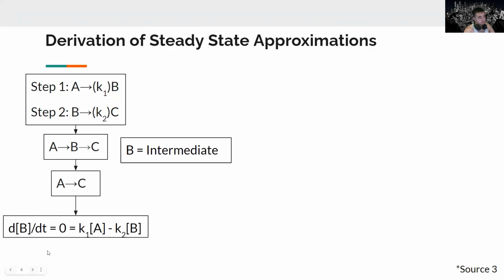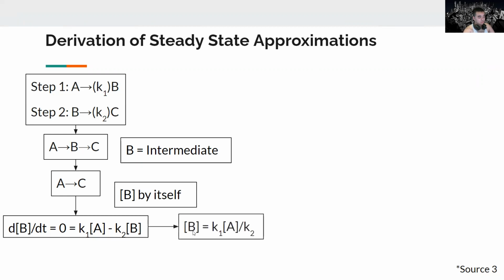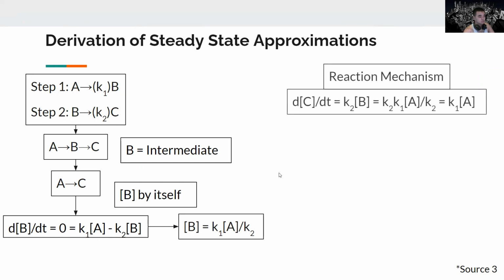And from that we can derive this equation, in which d[B]/dt is equal to 0, which is equal to k1[A] minus k2[B]. If we want to get B by itself, we get this: the concentration of B is equal to k1[A] divided by k2. What is k? It's the reaction rate, how fast everything happens.